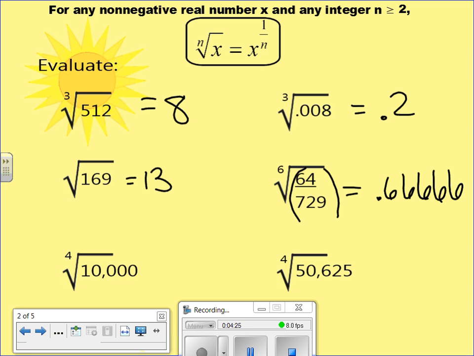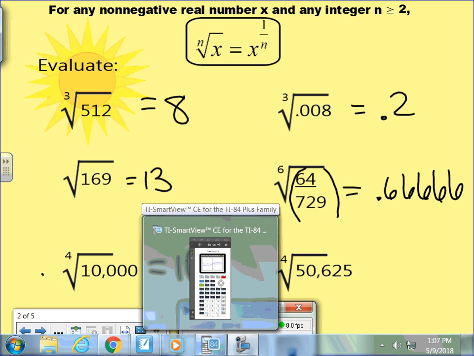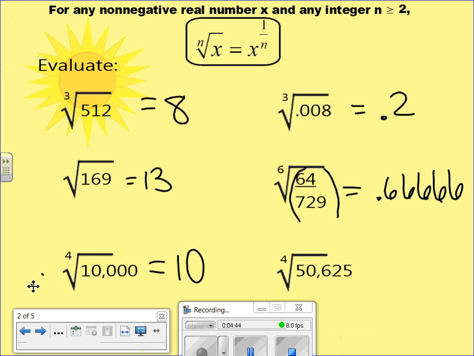The 4th root of 10,000. Gabe? 10. Good. You figured out how to do the button on there? Oh, you're doing it to the 1/3. Okay, I'll pause the video and show you where the button is. And the last one, what did you get, Alexa? 15? All right.